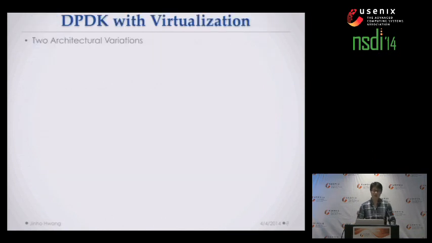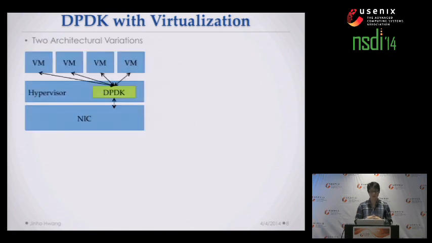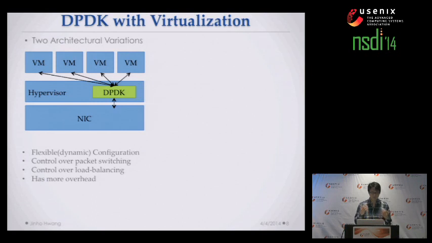Okay, so DPDK with virtualization. What kind of architecture can we deploy with DPDK on a virtualized platform? We have two variations. The first one: we deploy DPDK in the hypervisor layer in the user space, and you get the packets from the NIC card, and then you switch through the virtual switch to the virtual NIC, and the packet is received by the virtual machine and processed. This gives us flexible and dynamic configurations, and still gives us control over packet switching and load balancing. But it has a lot of overhead, because once you get the packet in the hypervisor, you still have to go through all the layers between the hypervisor and the virtual machine.